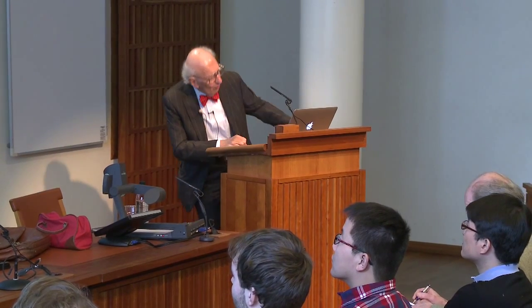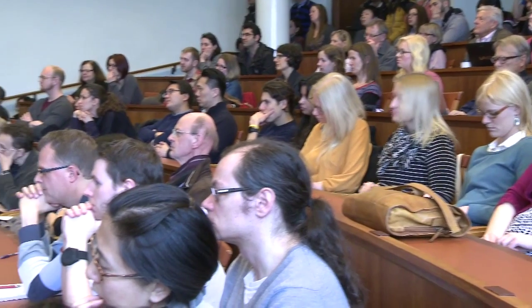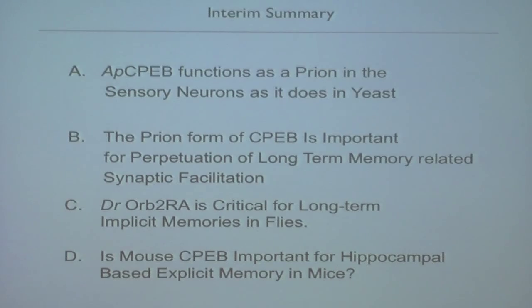So if you now explore what happens if you knock out CPEB2A in the fly, you find it in no way affects memory for this rejection experience, the short-term memory. But if you look at long-term memory, if you knock out one copy of the gene, you have a reduction in it. If you knock out both copies, you have complete loss of memory. And if you knock out the prion domain, you have almost complete loss of memory. So in the fly, you can see that this also has a role.